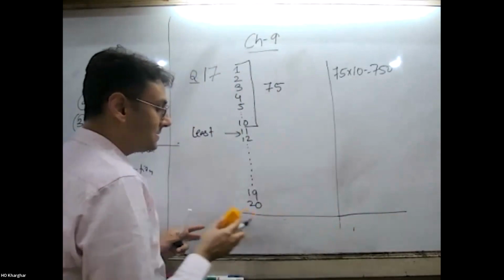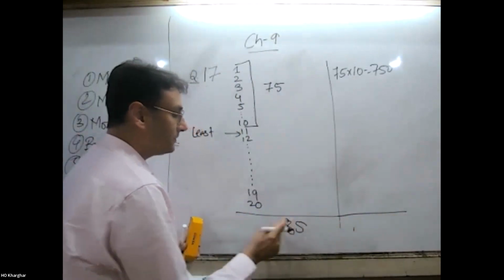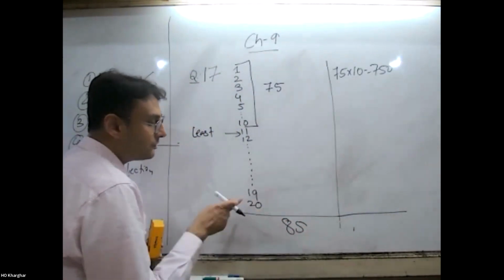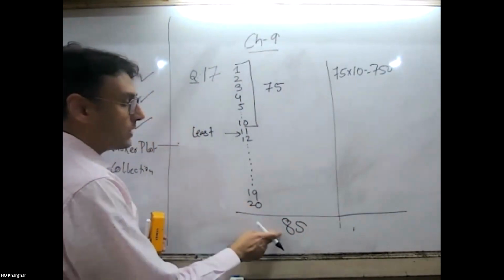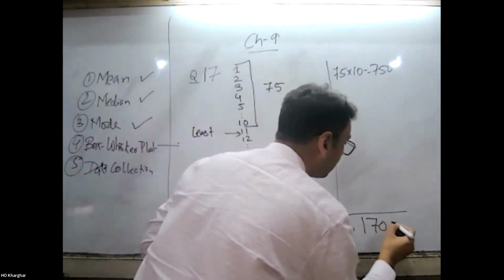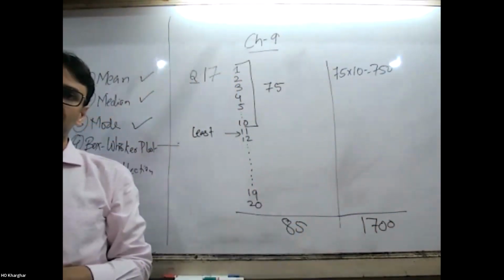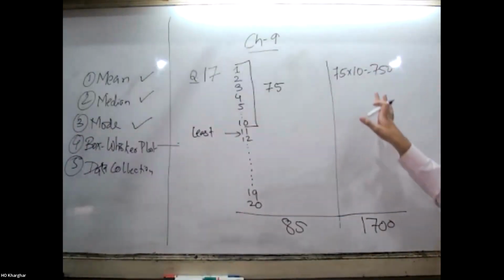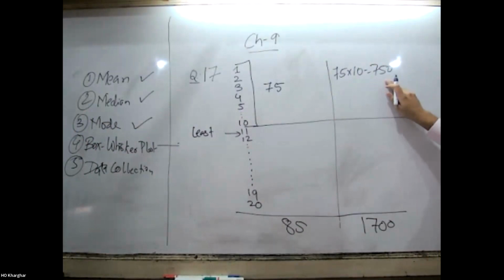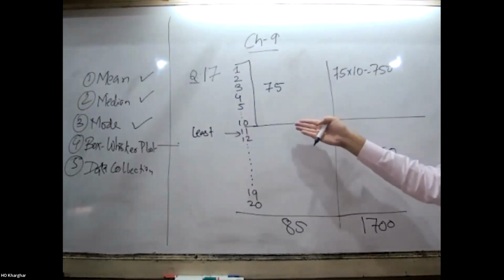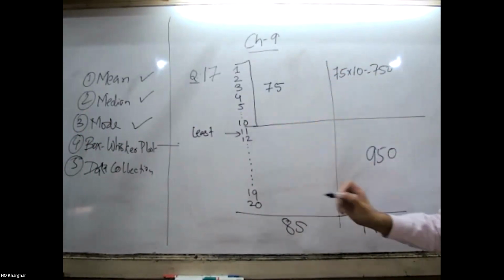The question says the overall average should be 85 from the first 20 ratings. So with 20 observations, 20 into 85, the sum of the first 20 ratings should be 1700. Of these 1700, 750 is already home. I've got 750 points from the first 10, which means now 950 points, the balance, should come from rating number 11 to rating number 20.